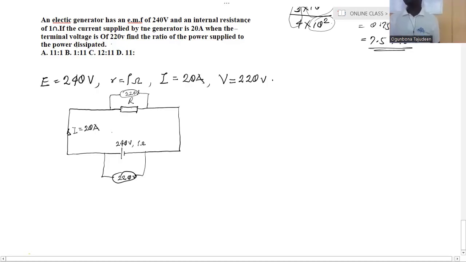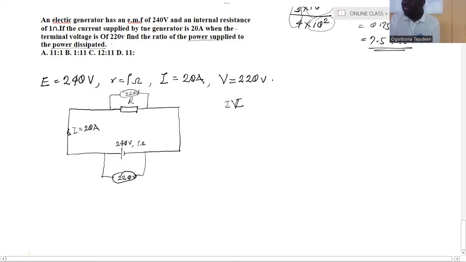Now we have to calculate the ratio of the power to one another. How do we get it? We don't have to waste our time here. We know the current here, I mean the voltage here. We know the voltage of the source. So that is just it. The power supplied by the generator and the power dissipated. So it's going to be easy for you. So this is the power supplied. The power supplied will be IV.